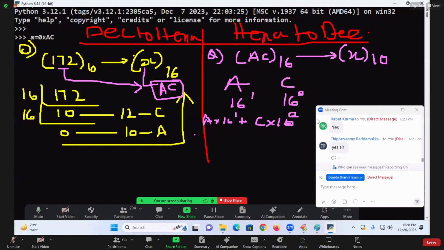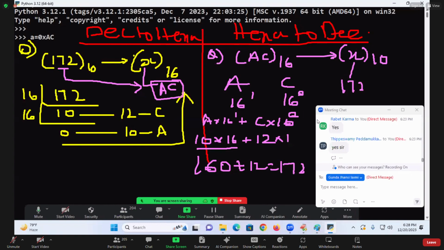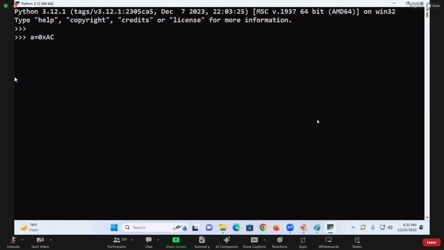What is the value of A? 10, so 10 into 16, plus what is the value of C? 12 into 16 to the power of 0, which is 1. 10 into 16 is 160, plus 12. What is the answer? 172. So the X value is 172. 172 converted into AC, and AC converted into 172. I hope you are getting the details about it.